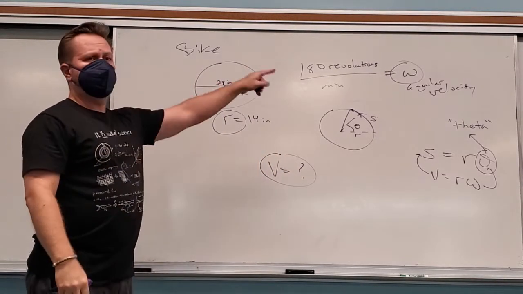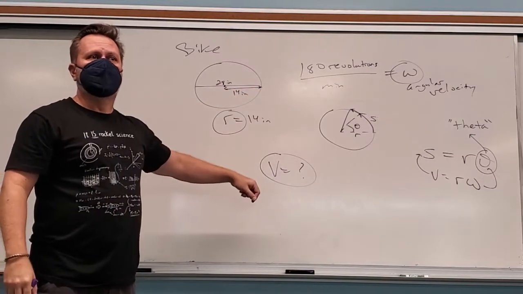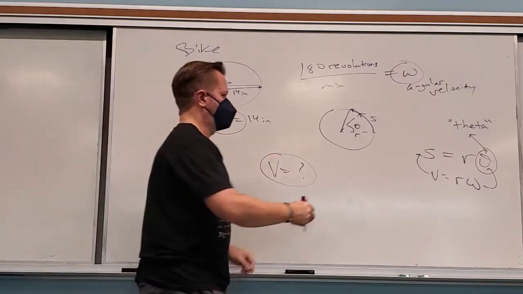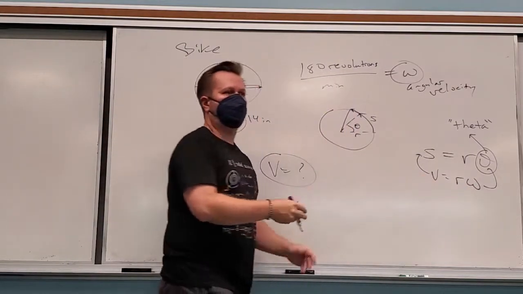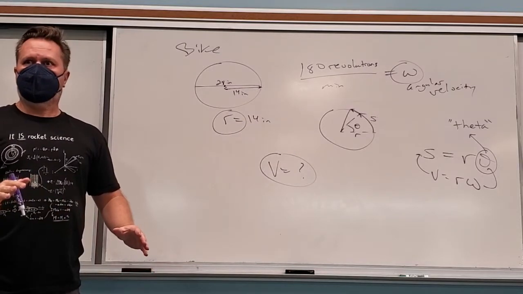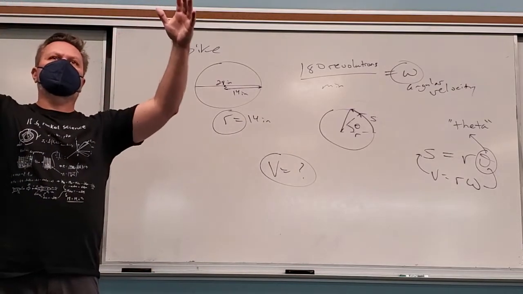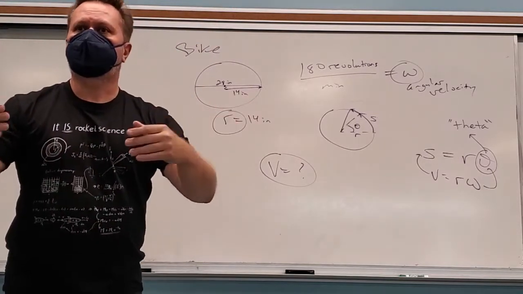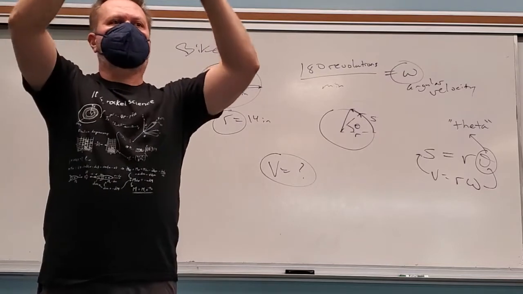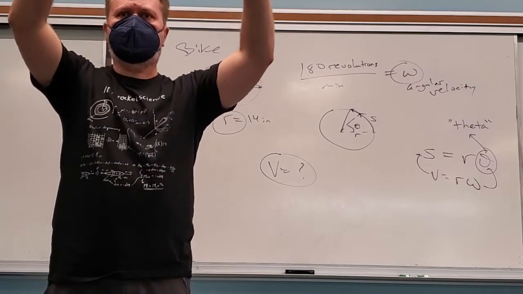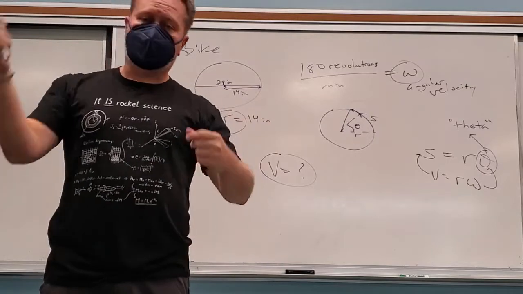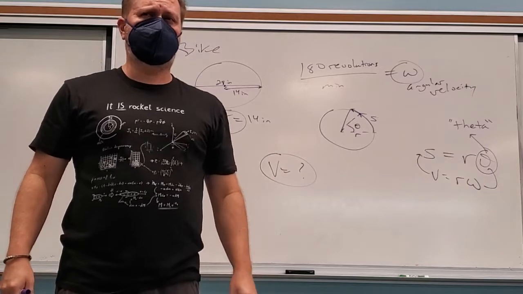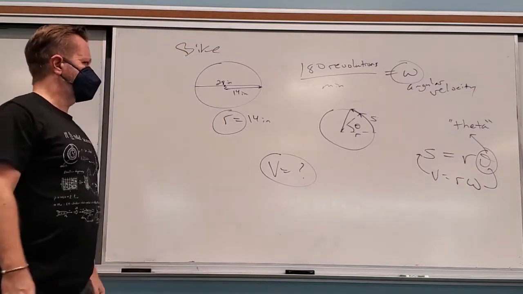They tell me R, they tell me omega, right? What's the formula I'm going to use? V equals R omega. So yeah, you just got to plug stuff in now. So when they give you a problem that's got a lot of words, that doesn't mean it's a word problem. It just means it's got a lot of words. You got to find the numbers they give you and identify what they are, so you can put them in the right place in the formulas.